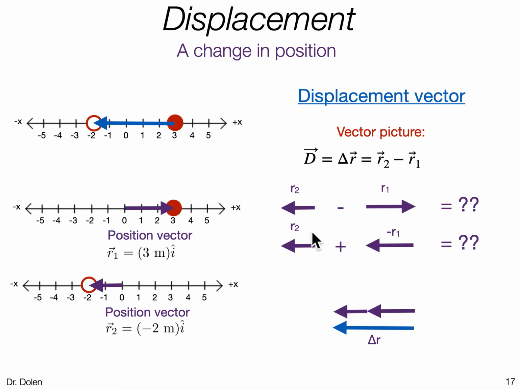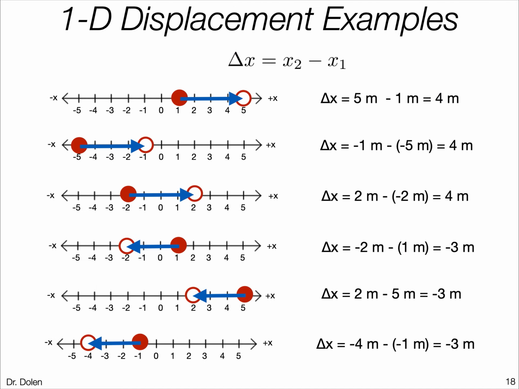This is the same thing as doing r2 plus negative r1, which is just flipping around r1. And now I can use the tail to head method to add these two vectors together, and that gives me my displacement, my delta r, which is the same thing we got over here just by drawing the picture. Okay, but this way of thinking about things in terms of vectors may be helpful to you in certain problems. And to get a little more practice, let's look at a few more examples of displacement.